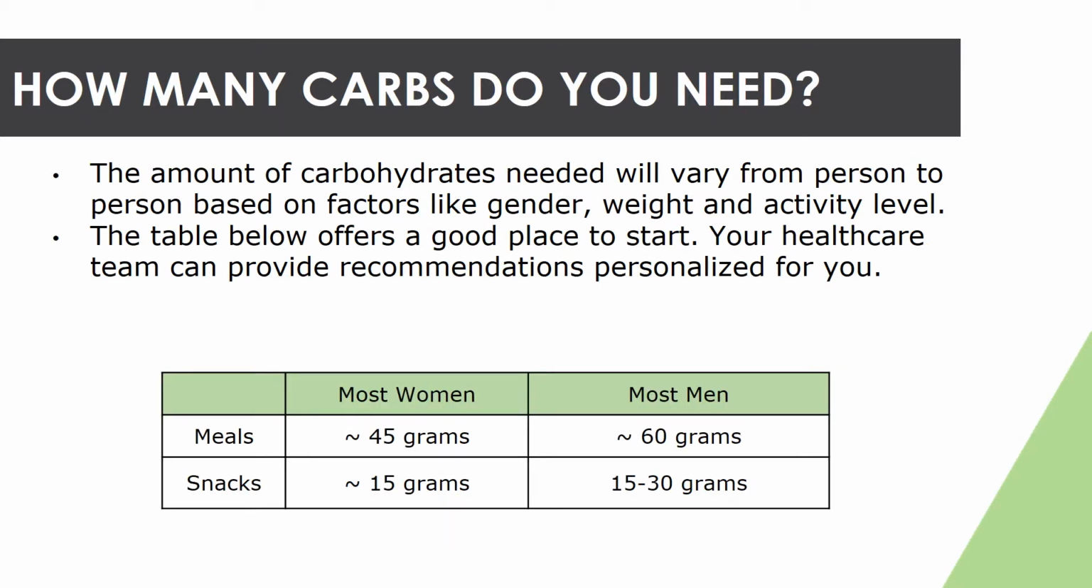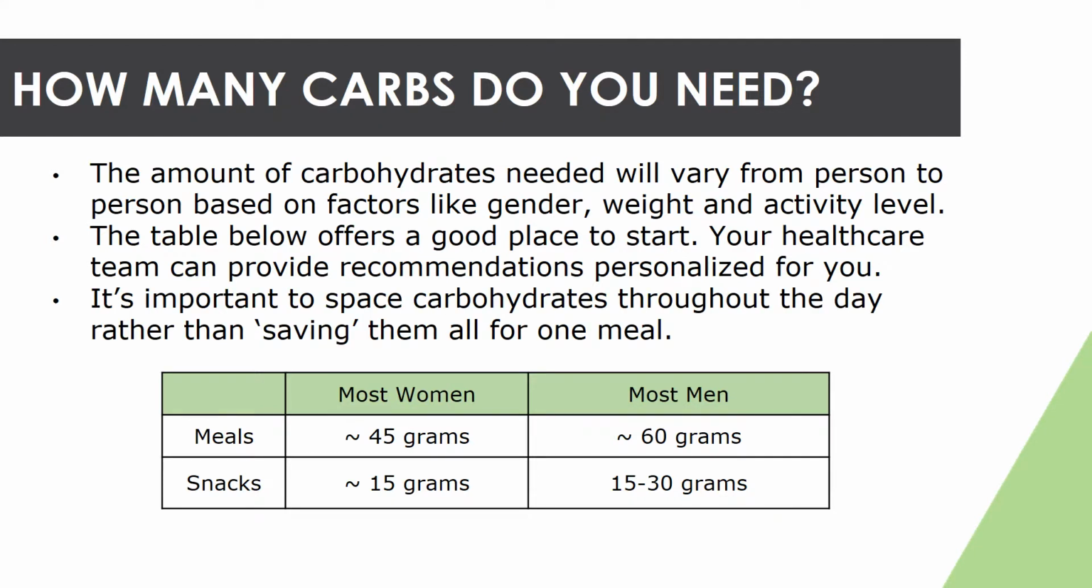The table here is a good place to start, with women requiring about 45 grams of carbohydrate at meals and about 15 grams at snacks, and men needing about 60 grams at meals and 15 to 30 grams at snacks. It's important to space carbs out throughout the day rather than saving them all for one meal. This helps to keep blood sugars more level throughout the day.